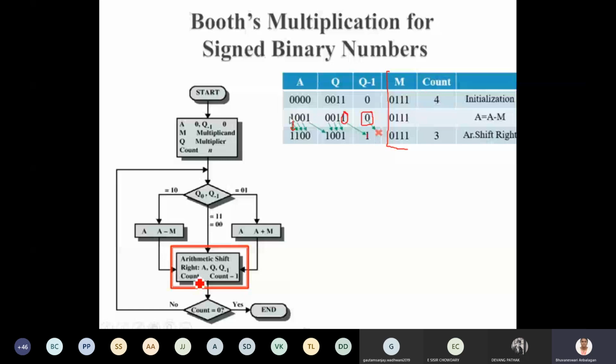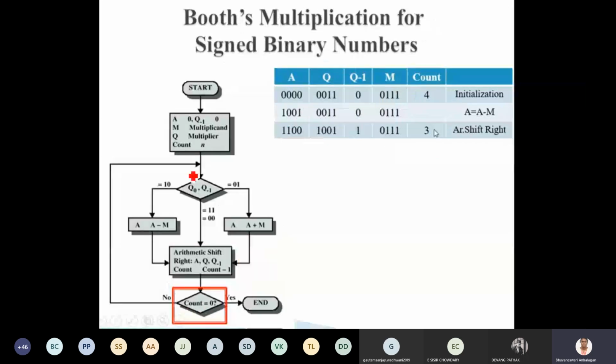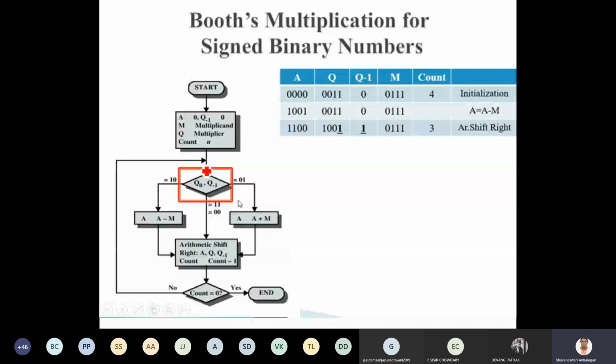And then we are decrementing the value of count as count minus 1, so it becomes 3. And again it will check whether count is equal to 0. The condition is false, so it is again going to the next cycle. Again it will check the value of q0 and q minus 1, which is 1, 1. If it is a combination of 1, 1, what do I have to do? I have to simply do the arithmetic shift operation.